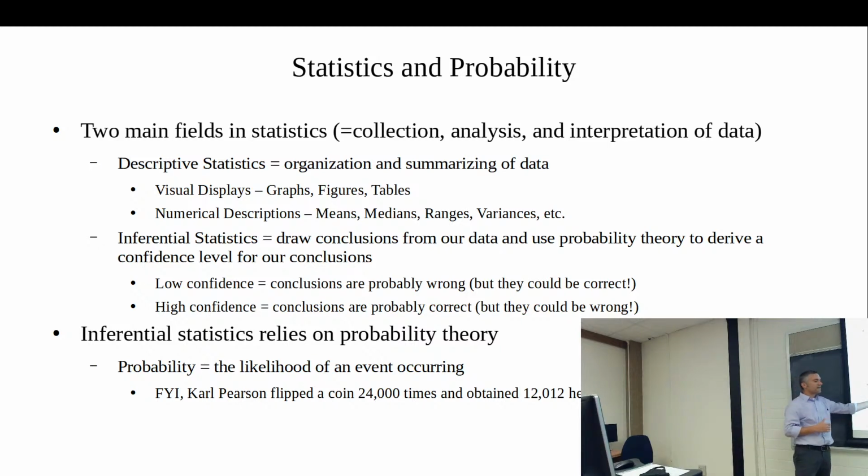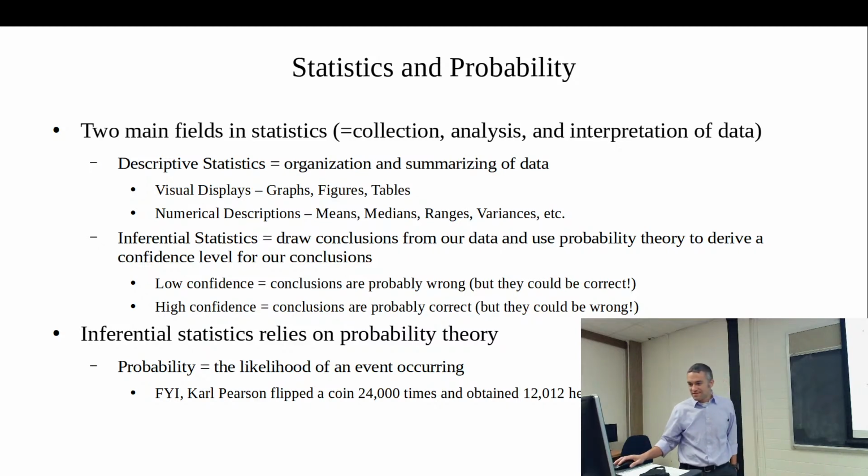What's probability? It's the likelihood that an event will occur. All right, so an example was Karl Pearson. We talked about him. He introduced a lot of different stuff with stats and statistics. He flipped a coin 24,000 times to come up with a binomial distribution. Can you imagine? 24,000 times. In that 24,000 times, he flipped 12,012 heads.